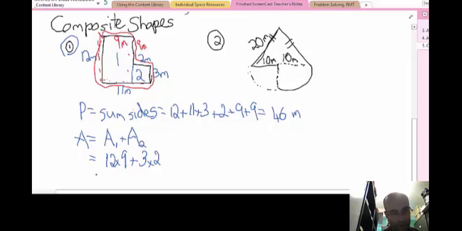That equals 12 times 9 is 108, plus 3 by 2 is 6, it's 114. Now remember, area is meters squared, we have squared units.